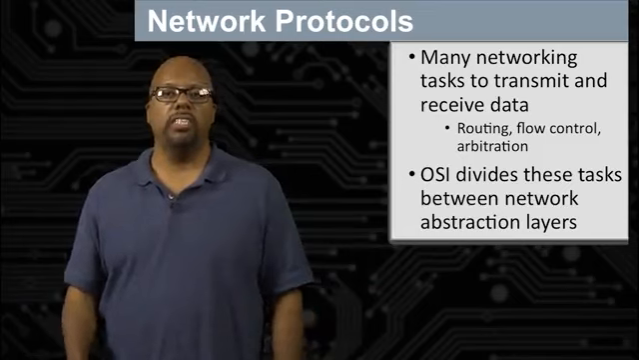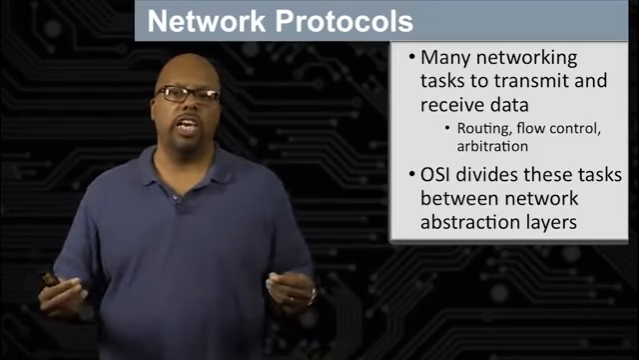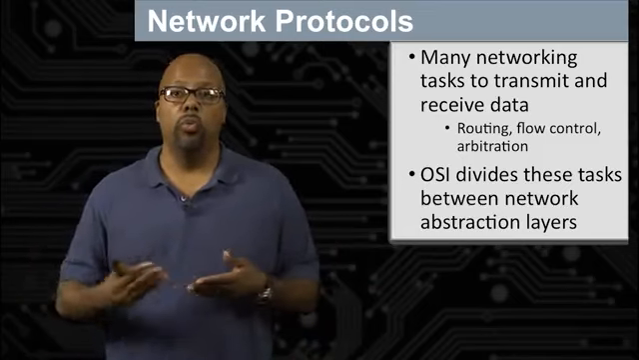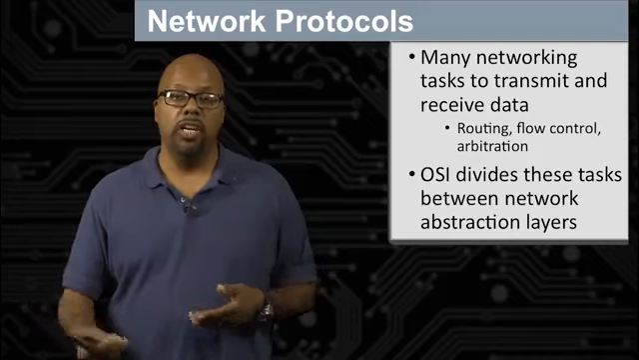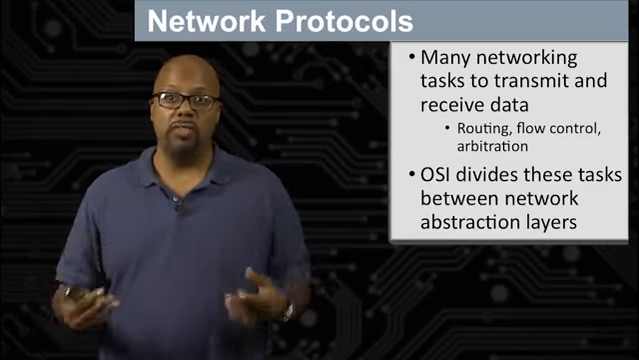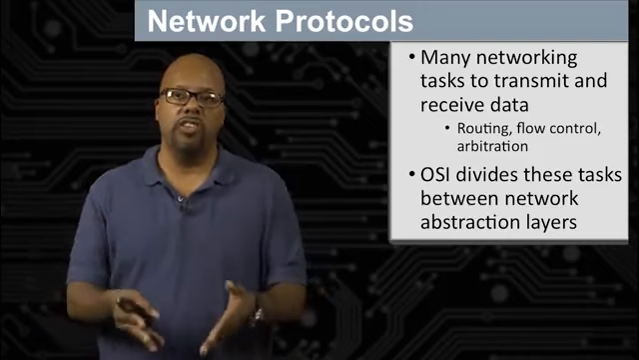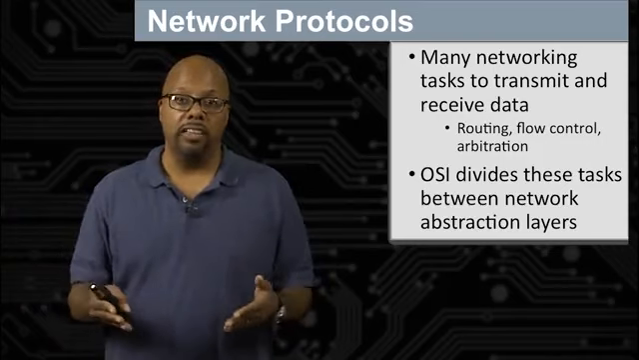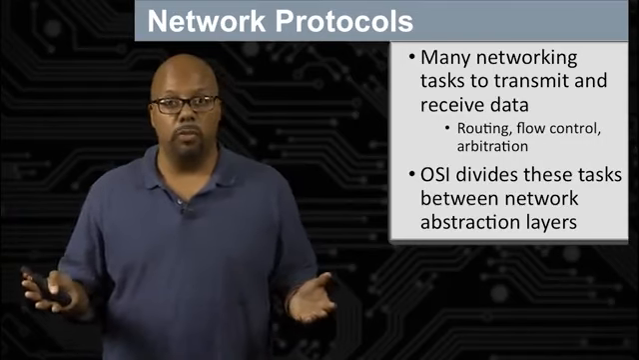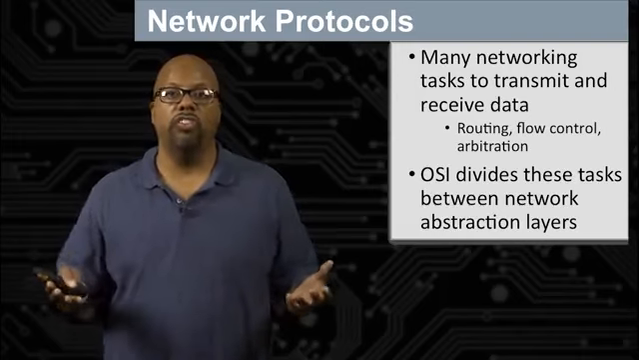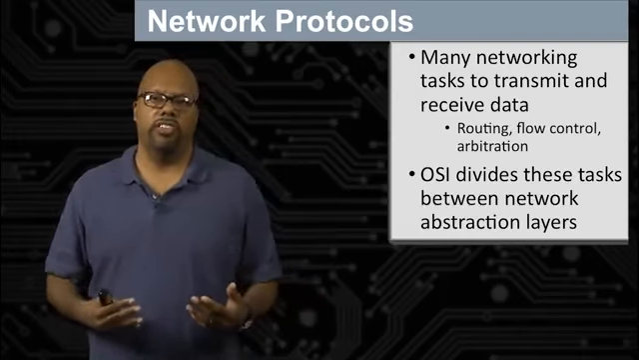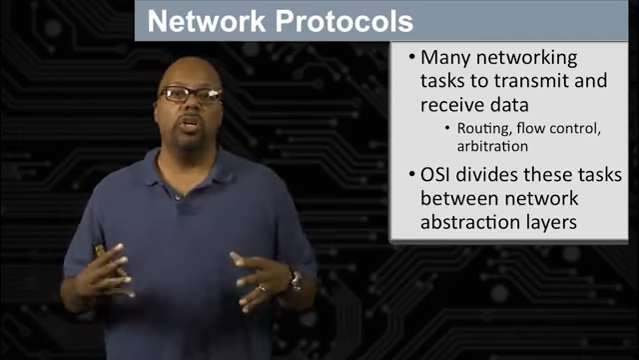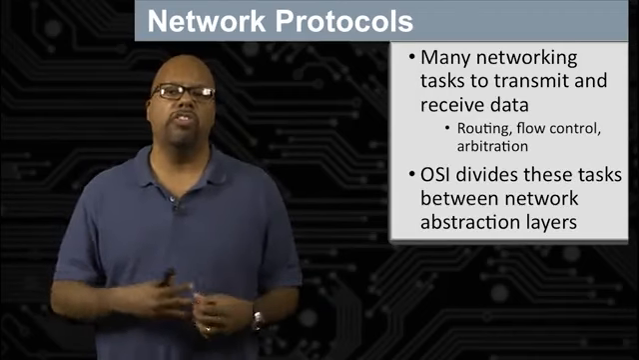Arbitration. Arbitration means when you have a network segment where only one packet can travel at a time, and two machines want to send messages on this one piece of network segment at the same time, then somehow you have to arbitrate. You have to figure out which one gets to go first, right? So there are rules for all these things, and all these rules are encoded inside the network protocol. So the protocols define those rules.